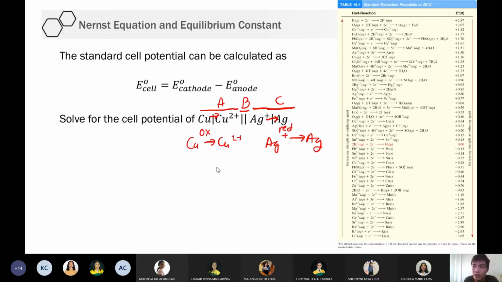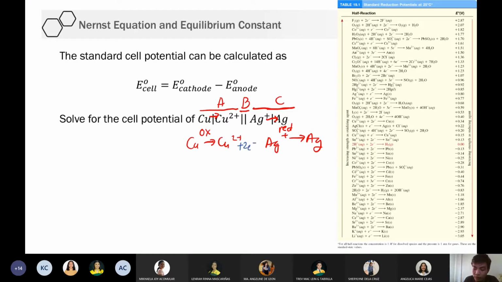So again, whenever you see a cell notation, it looks like this. Split mo yan into 3 parts. Anode, bridge, cathode. No? So the reaction on the left tells you the oxidation reaction from Cu to Cu2+. On the right side, you have the Ag plus to Ag. Okay? So ito yung oxidation reaction mo, and this one is the reduction reaction. So if you're going to convert this into an equation, balance mo na lang to. I hope marunong na mag-balance.